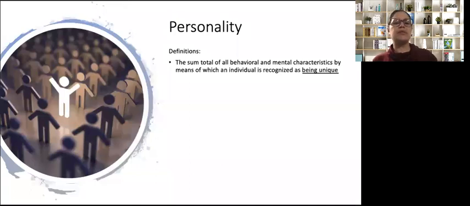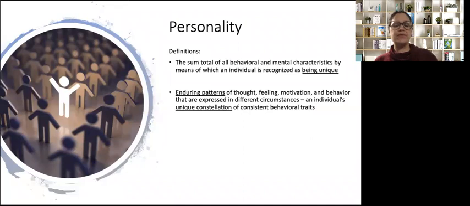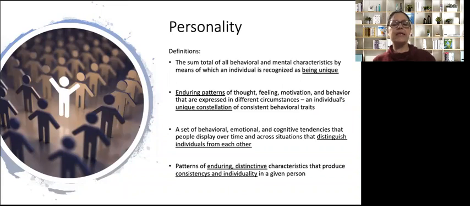Webster's dictionary defines personality as the sum total of all behavioral and mental characteristics that contribute to making an individual unique from others. Okay, so that's sort of just your broad general definition of what personality is. But from the perspective of psychology, personality is a pattern of characteristics that produce both consistency and individuality in a given person. So, personality really encompasses both those behaviors that make you unique or different from others, but also those behaviors that you engage in consistently in different situations over extended periods of time.